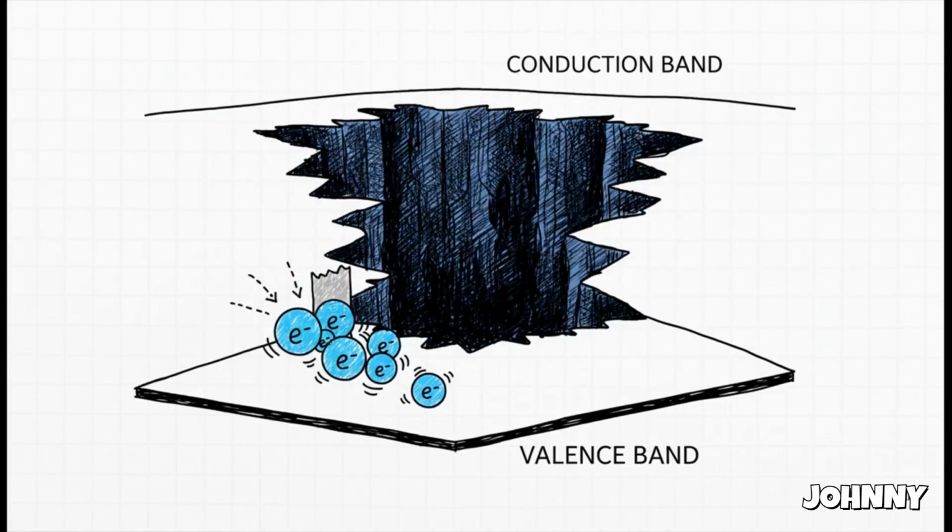Now, on the complete other end of the spectrum, you've got insulators, like rubber or glass. In these materials, the gap between where the electrons normally hang out, that's the valence band, and that conduction band superhighway is just enormous. It's like the highway is on the other side of the Grand Canyon. It would take a massive jolt of energy to get an electron over there, so for all intents and purposes, they're just stuck. No current can flow.